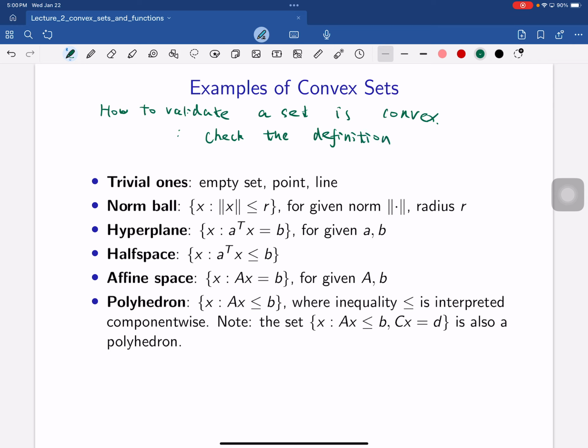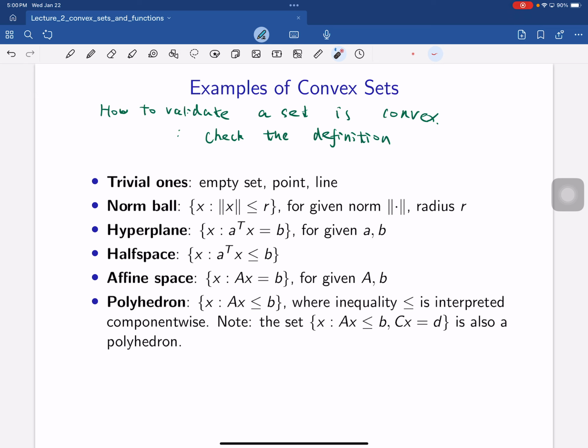Meaning that you pick any arbitrary two points from this set and prove that the convex combination is still in this set. Okay, so let's go through some examples. Of course, you could start with some trivial ones like the empty set, a point, or a line. They are clearly convex sets.